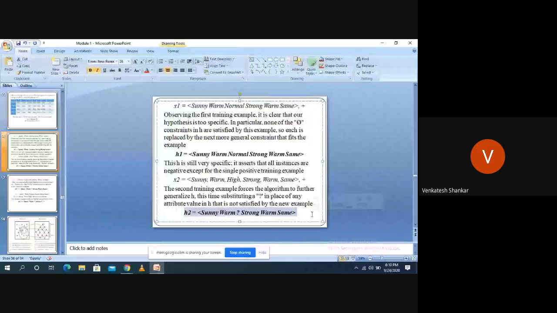See, in the FindS algorithm we are checking only with the specific hypothesis. Now I'll write h2. How am I writing h2 here? Compare with x1 and x2. Depending on x1 and x2, I am writing h2. H represents hypothesis, X represents what? Those are the entities, or we can call them instances.